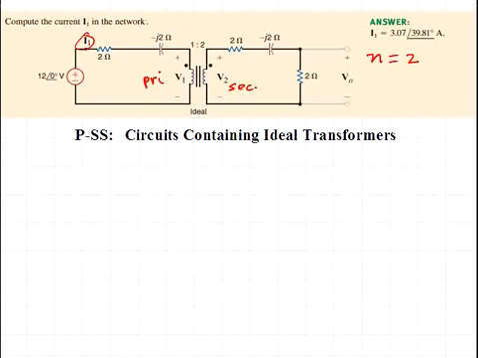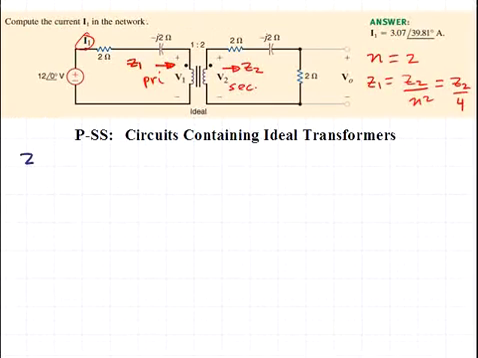The approach we'll use is transforming the impedance on the secondary side of the transformer to the primary side, using the relationship that an impedance on the primary side Z1 is equal to an impedance on the secondary side Z2 divided by N squared. In this case, that will be equal to Z2 divided by 4. We'll indicate the impedance on the secondary side as Z2, and the impedance reflected to the primary side we'll call Z1. So we'll begin our solution here.